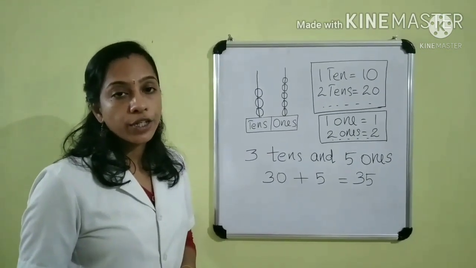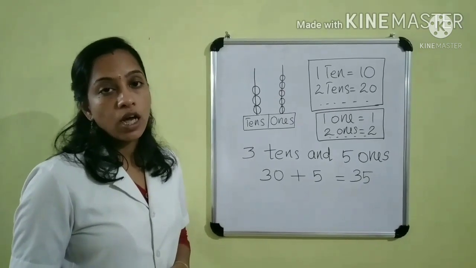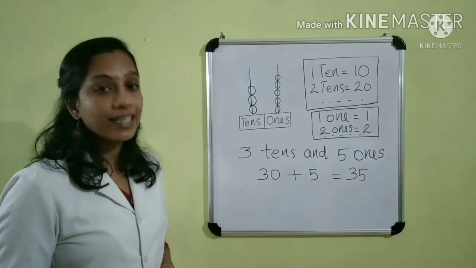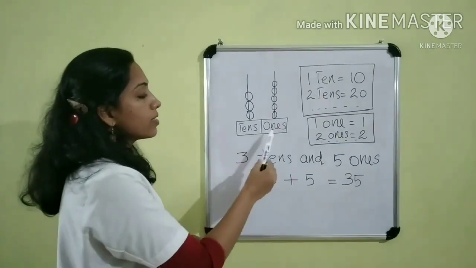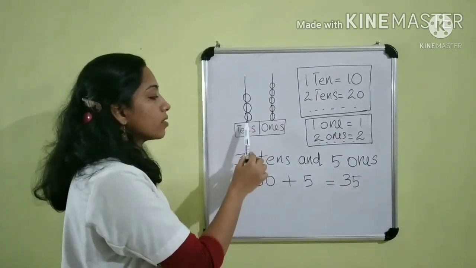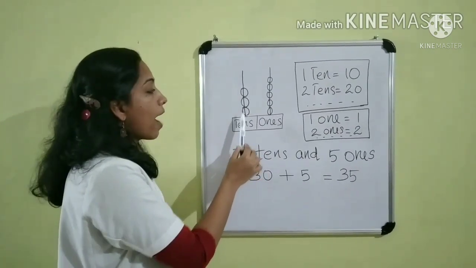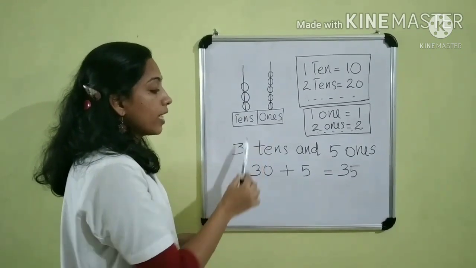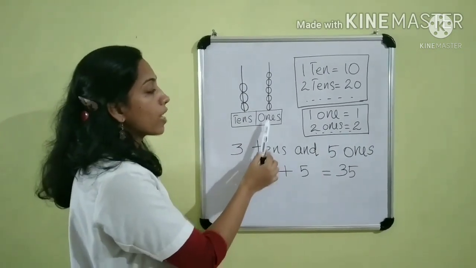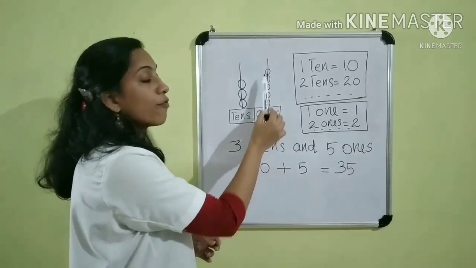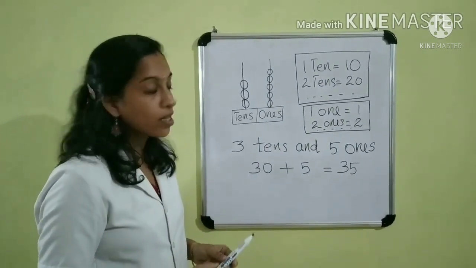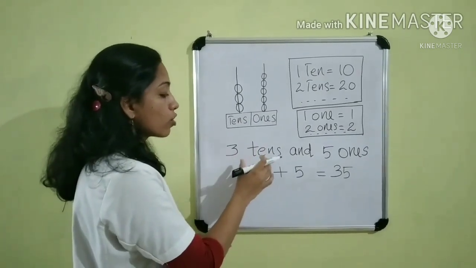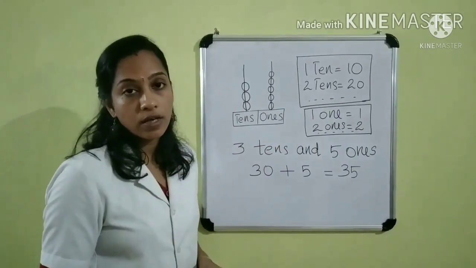Next, we are going to learn how to find a number from the given abacus. Let's see. In this abacus, on the spike of tens, I have drawn 3 small circles. That means 3 tens. On the spike of ones, you can see 5 small circles. It means 5 ones. Then we have to find the values of 3 tens and 5 ones.